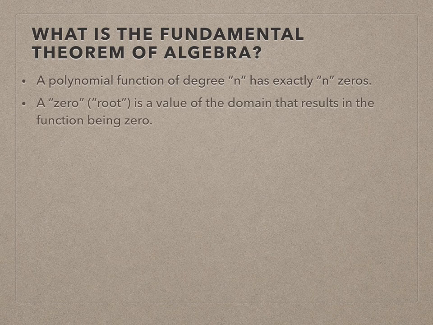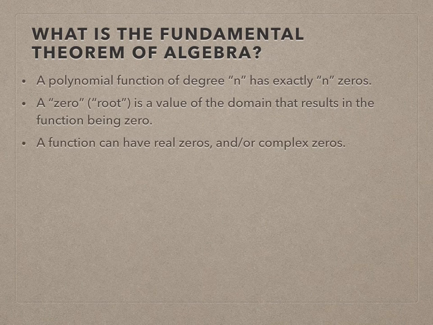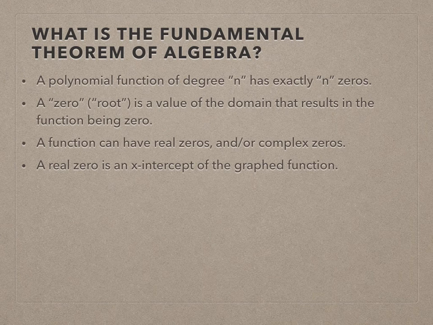A zero, or a root, is a value of the domain that results in the function being zero. A function can have real zeros and/or complex zeros. A real zero is an x-intercept of the graphed function. A complex zero will be in the form a plus bi, where i is defined as the square root of -1.